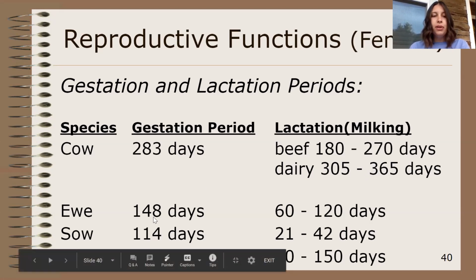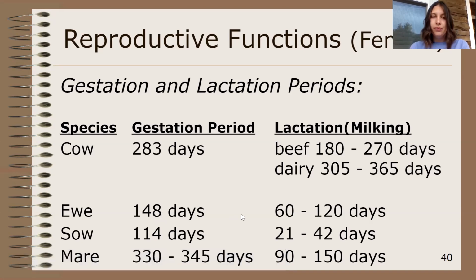A ewe, a sheep, is going to be pregnant for 148 days. That's about 5 months. And she's going to produce milk for anywhere from 2 to 4 months. Sows, or female pigs, are pregnant for exactly 114 days. It's a thing, 114 days. If your pig has not given birth by the 114th day, you may have a problem.